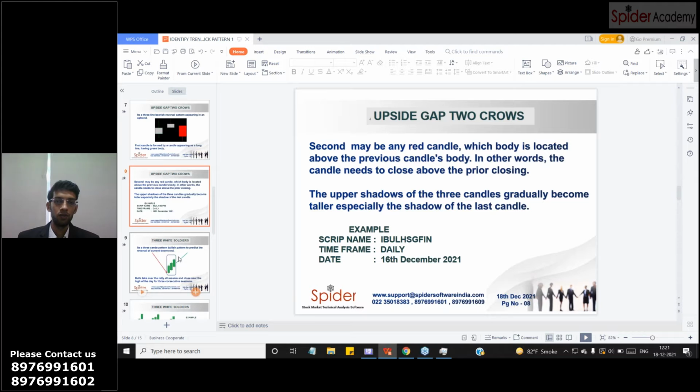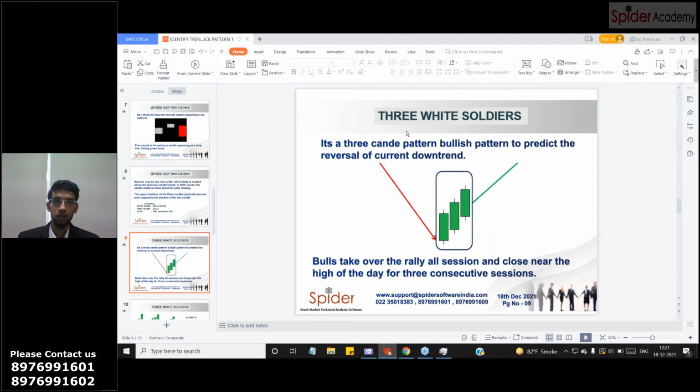Now the fourth pattern is three white soldiers. I think mostly our traders know that this pattern is especially a reversal pattern. It's a three candle pattern where you can see a strong body, or maybe a green body, because it depends on the pattern where you identify this, and accordingly we can trade. It covers three consecutive bulls, or green candles, where bulls take over the rally. So in short, it's a three candle pattern where we can predict the reversal of the current downtrend.